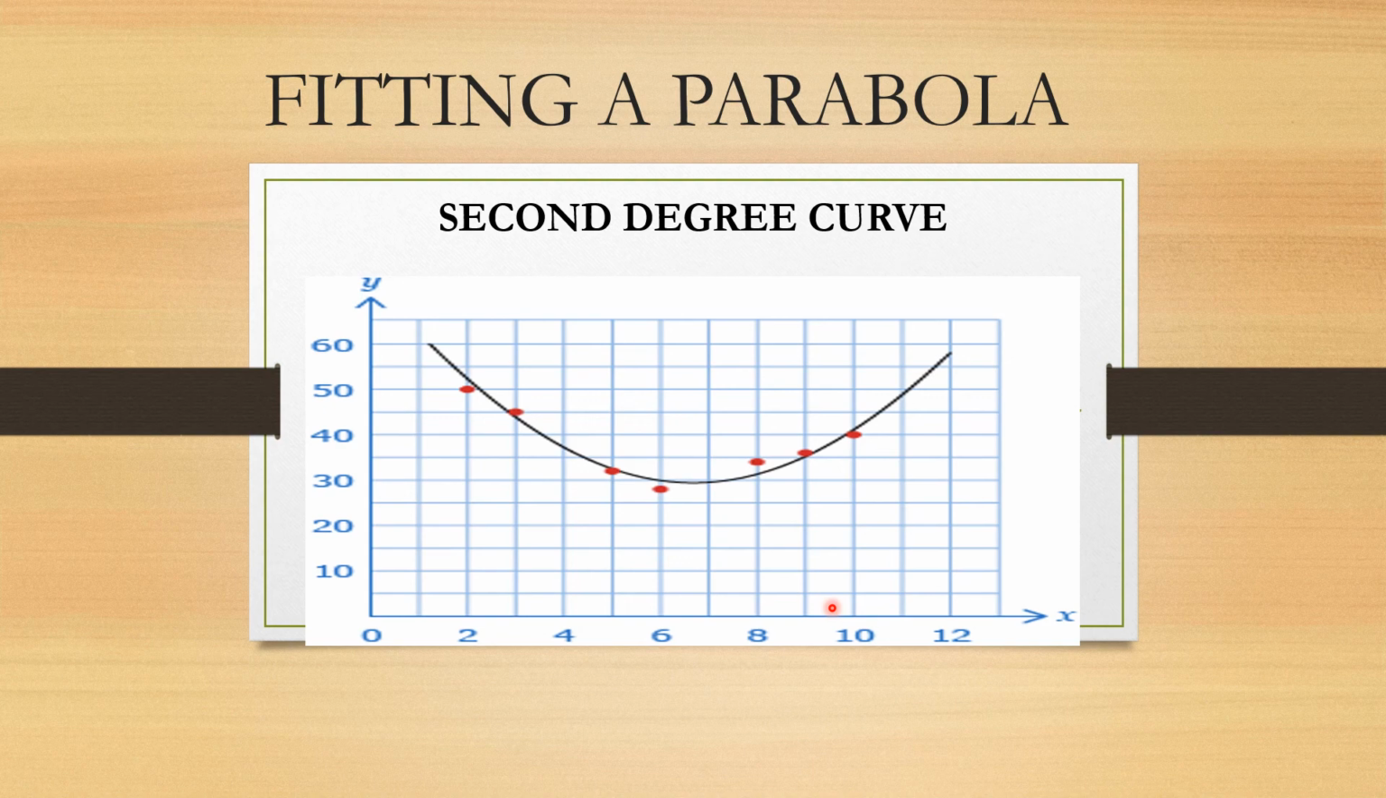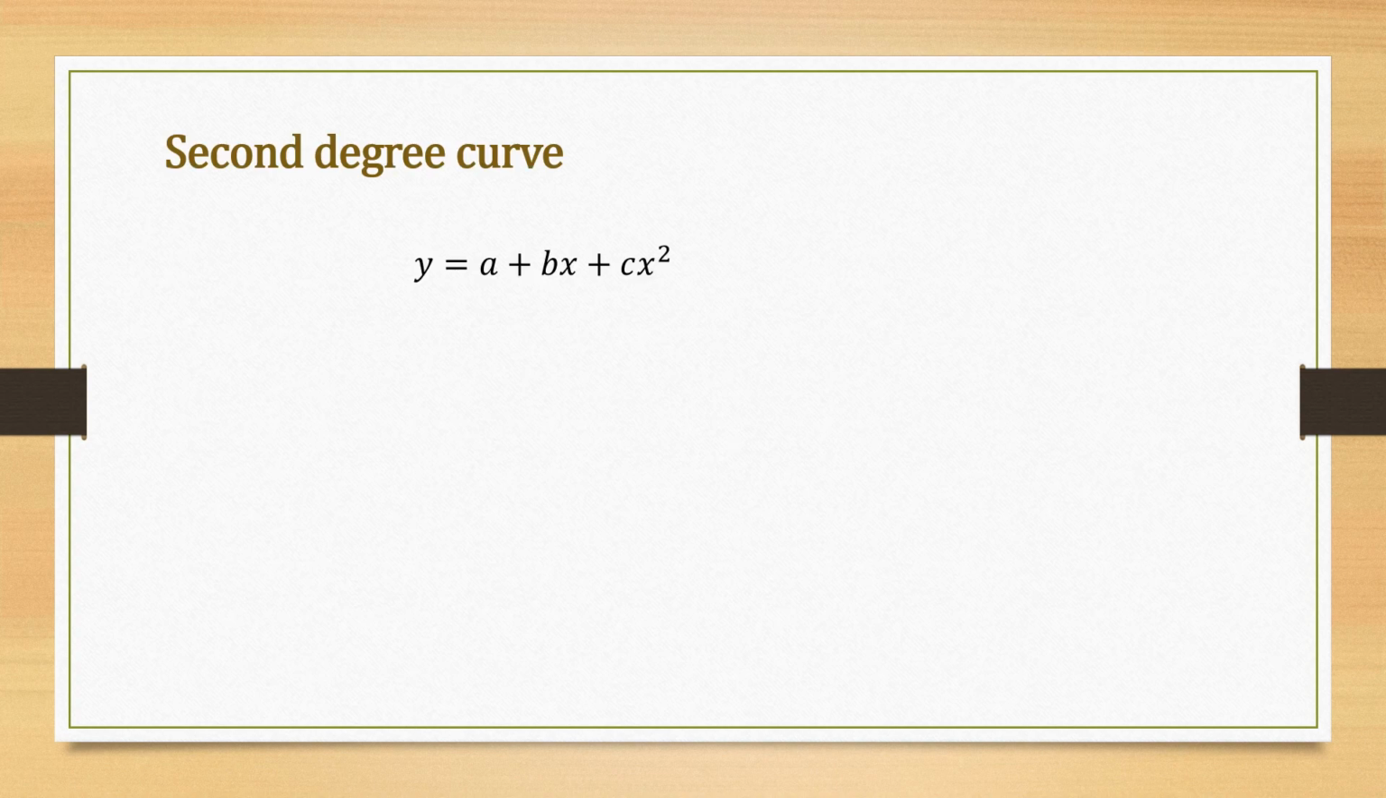Now a parabola is also called a second degree curve. So we are going to fit a second degree curve or a parabola to the given set of values of x and y. The general form of a second degree curve is given by y is equal to a plus bx plus cx square. In the equation of a straight line we have taken y is equal to a plus bx. That was the first degree curve. Now for the second degree curve we have one extra term, cx square.